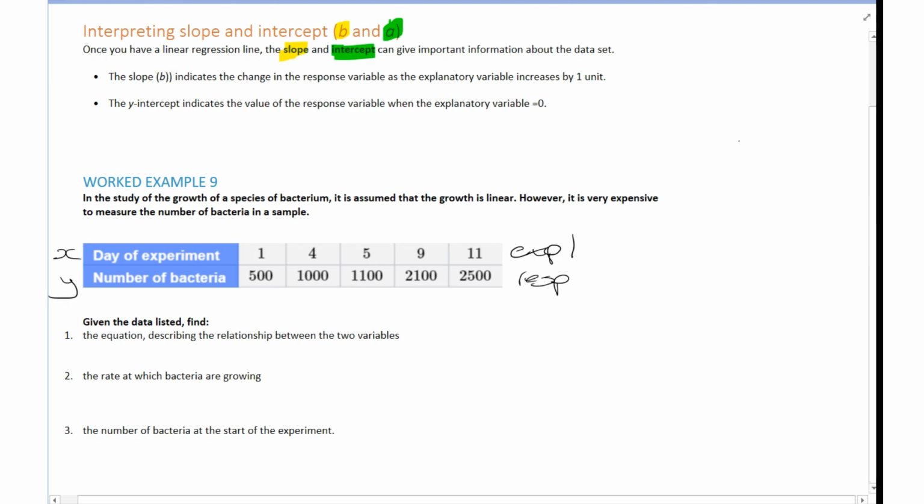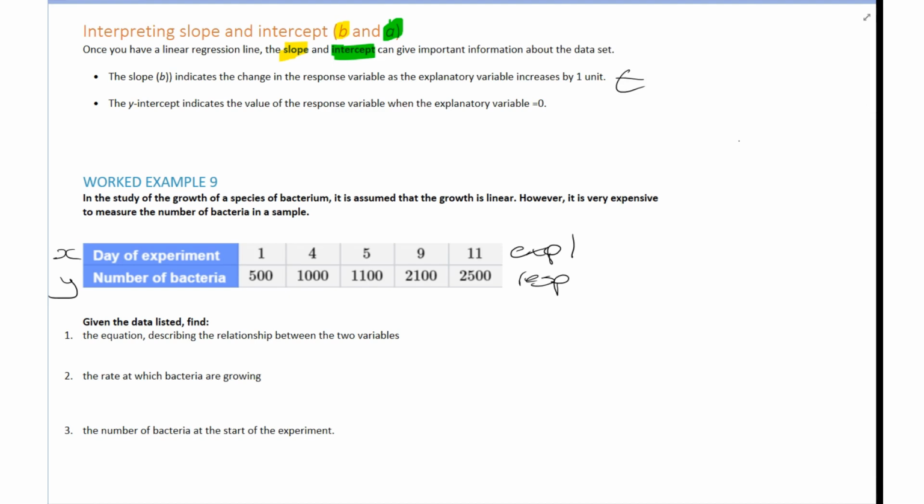So what that slope would indicate, we're going to calculate this, but if there's something like A plus 50X bacteria, then every day you get an increase of 50 bacteria. That's what we mean by 1 unit, because our unit is 1 day. The Y-intercept indicates the value of the response variable when time is 0, so when the explanatory variable equals 0. That's where it cuts the y-axis.